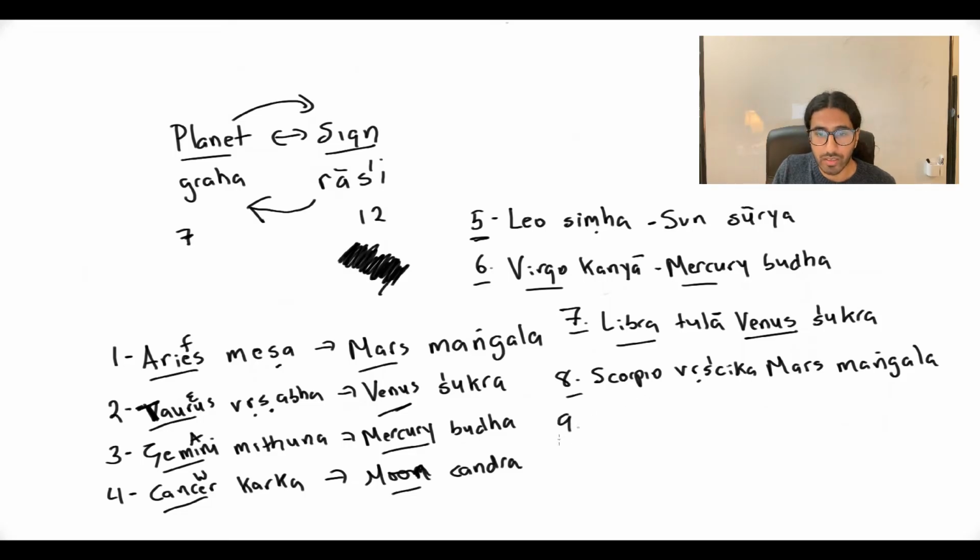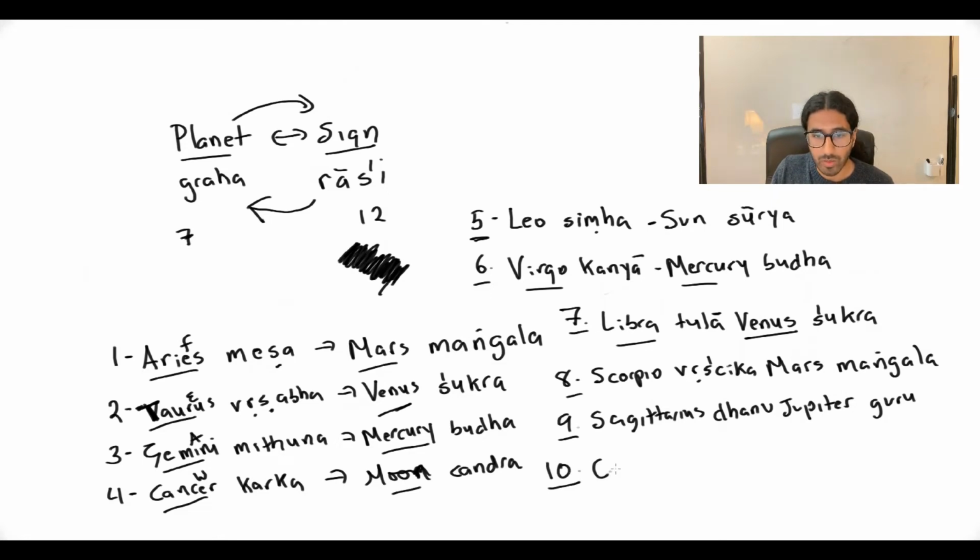The 9th, Sagittarius, called Dhanu, is ruled by Jupiter. Jupiter, which is called Guru, right? If you watch the previous video, you'll know this as well.